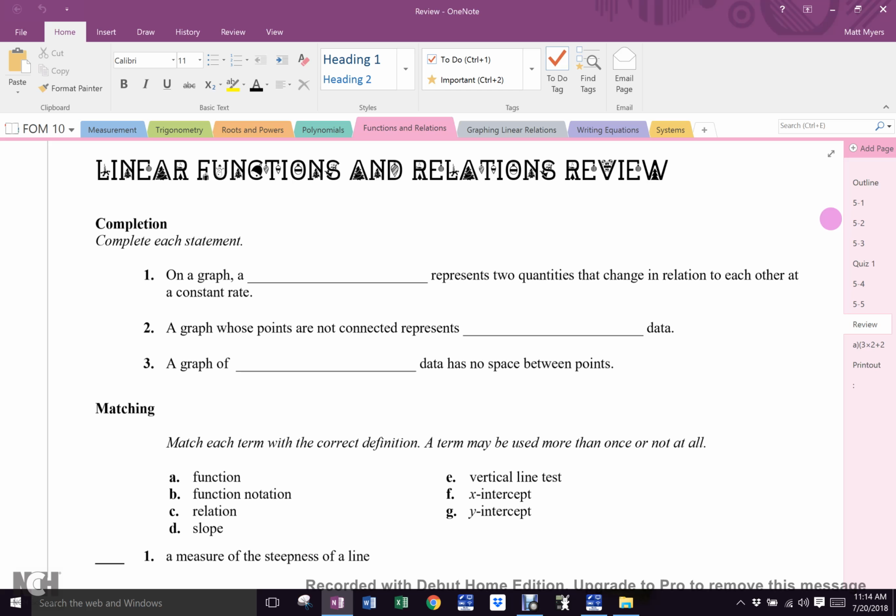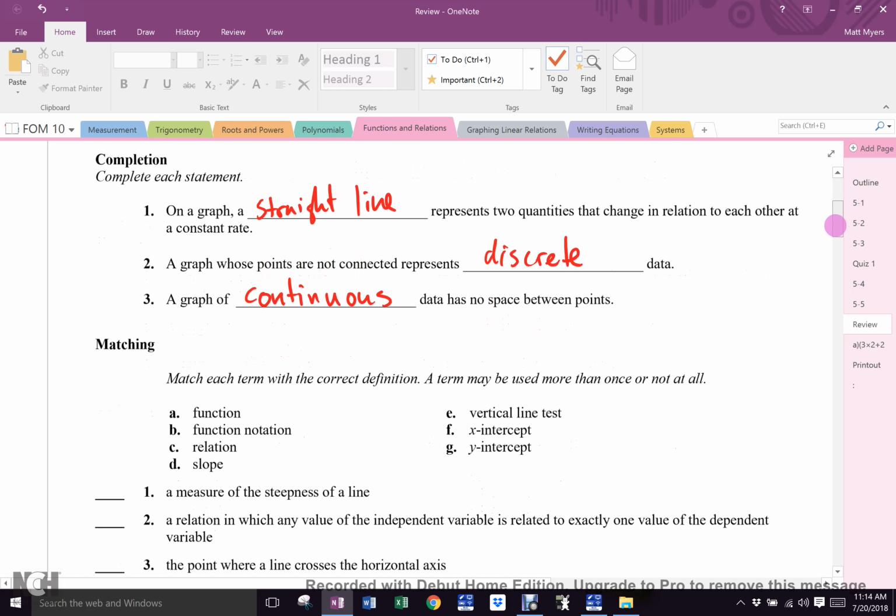All right, let's do math. On a graph, what represents 2 things that are changing at the same rate? It's got to be a straight line, right? I need a straight line to get the whole mark. Sure. A graph whose points are not connected is discrete. A graph of continuous data has no space between the points.